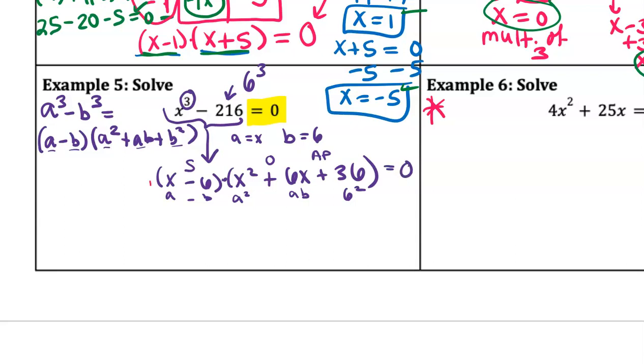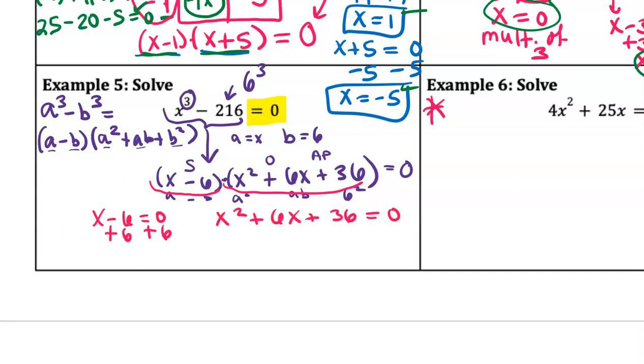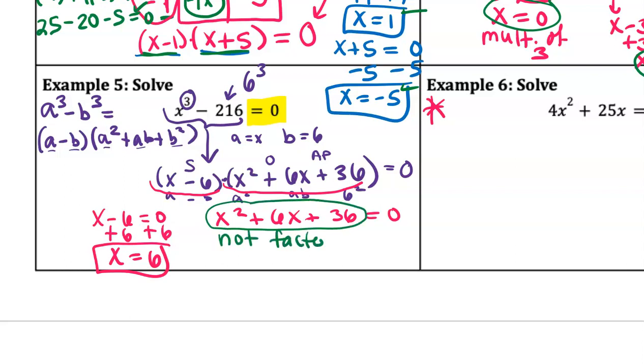So I have one binomial factor and one trinomial factor that need to be set equal to 0. So from my binomial factor, I get one of my solutions of 6. And then as it turns out, this trinomial is not factorable. So there are solutions to it, right? There are some other solutions. We just don't know what they are yet. Not yet. Because there's other ways of solving quadratics other than factoring, but we haven't learned them yet. We're starting with solving by factoring.